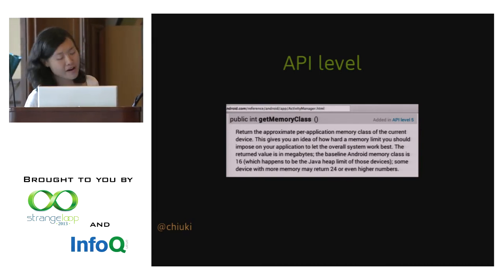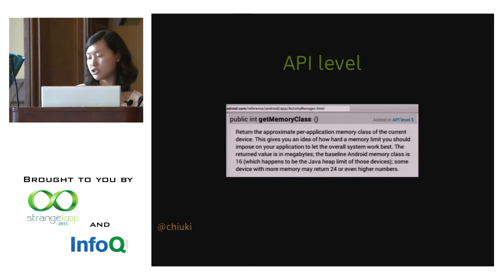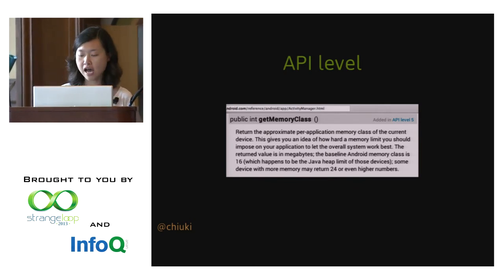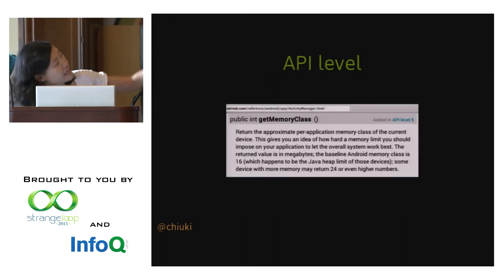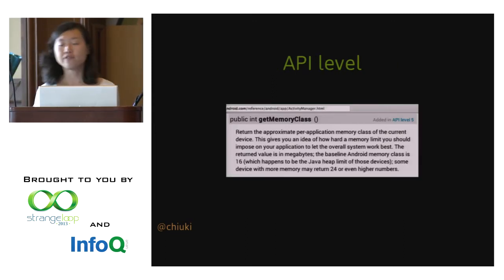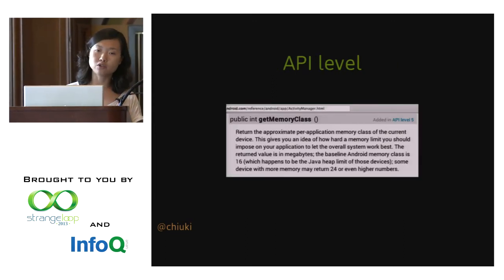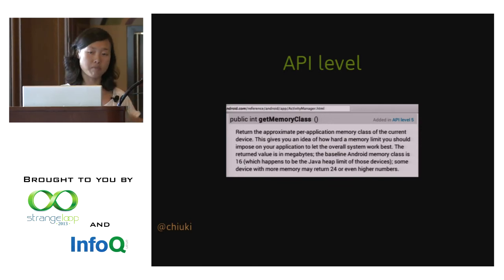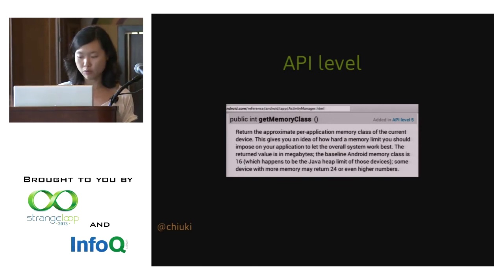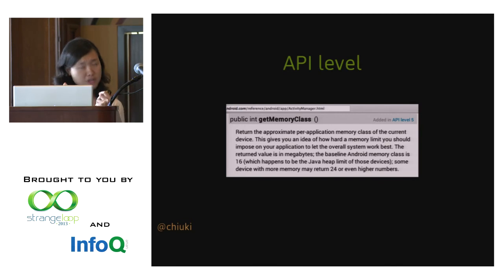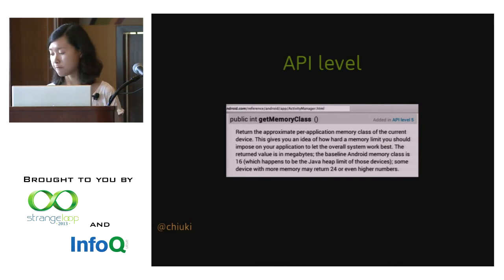So for example, here I'm going through the Android documentation and looking for that particular function that I need, and I found it. Hurrah! Except that it says API level 5, which means that if I want it to work on API level 4 or earlier, no dice, that doesn't work. But I really want this function. I want it when the system has it. What to do?